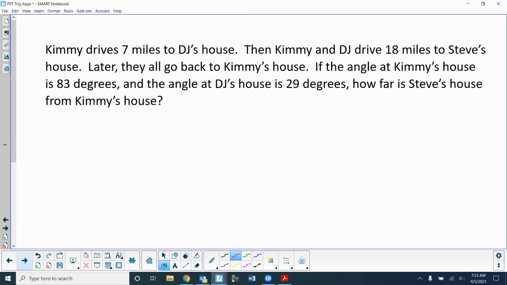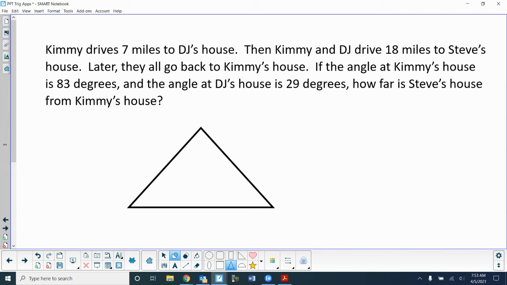Right, so we're just drawing a picture of a triangle, right? So let's use this one. All right, so we'll draw a picture, okay? And then it doesn't matter, so we'll say Kimmy starts here and goes to DJ's, and then the two of them go to Steve's. All right, so we'll just do it like that. Kimmy drives 7 miles to DJ's, so this would be 7. And then Kimmy and DJ drive 18 miles to Steve, so from here to here is 18.